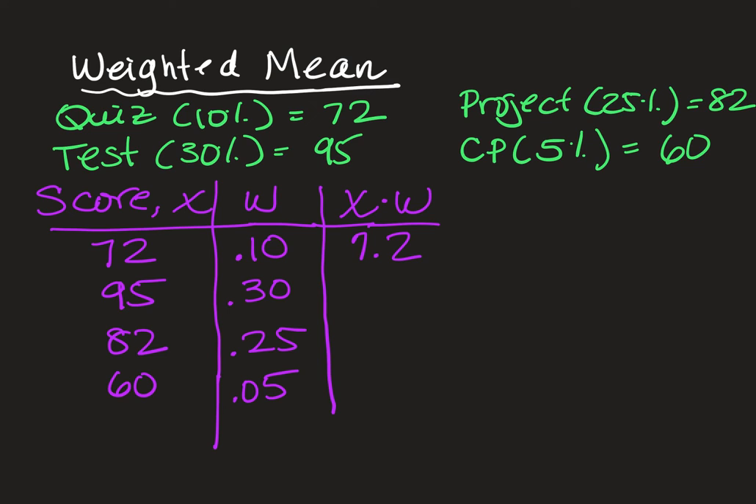And likewise, when you do that 95 times 0.30, this is going to generate a lot more points because, well, first it's a higher score, but mainly because it's a much higher weight. My 82 on my project worth 25% generates 20.5 points in my average. And lastly, this one only generates 3, not because we scored lowly on that, but because this is only worth 5%.